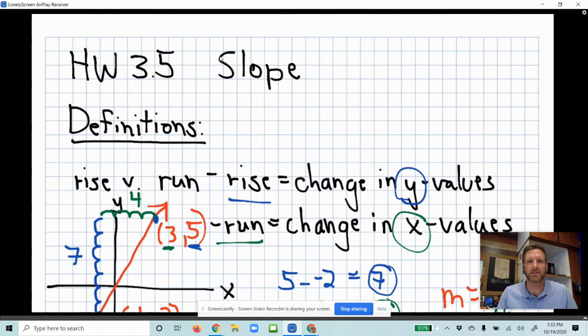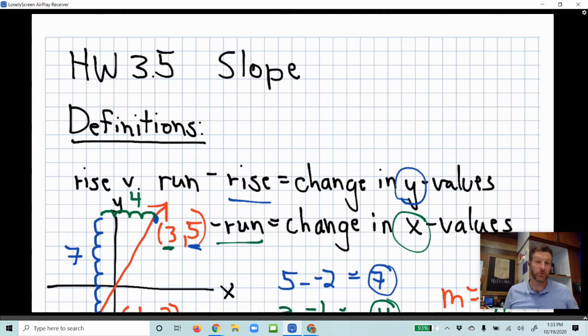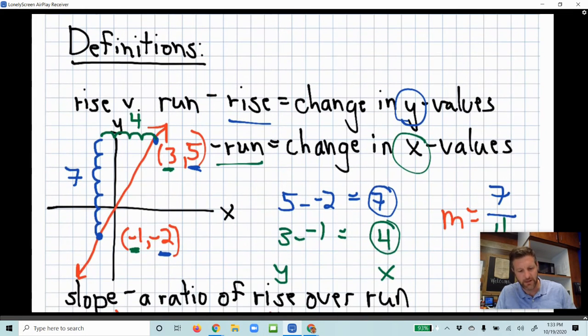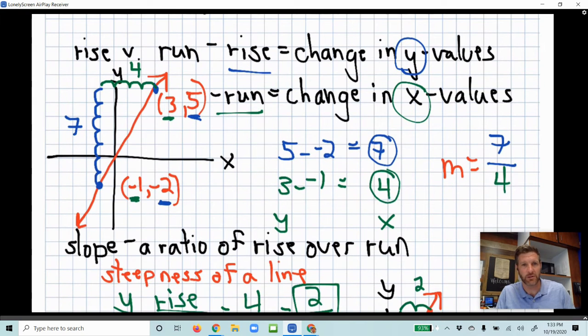But let's dive right into talking about slope, which is something you should have covered in Algebra 1. And so hopefully this is a helpful review. Though if you struggled with it, here's a great chance to strengthen your understanding because it's very, very important in this year in math and also moving forward next year.